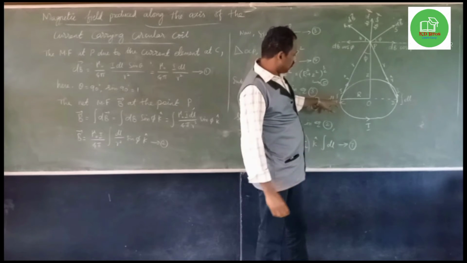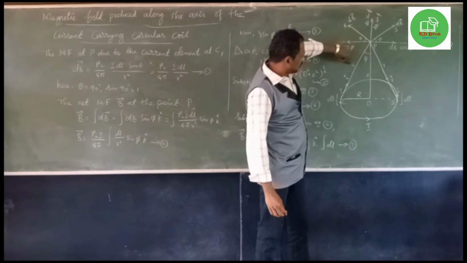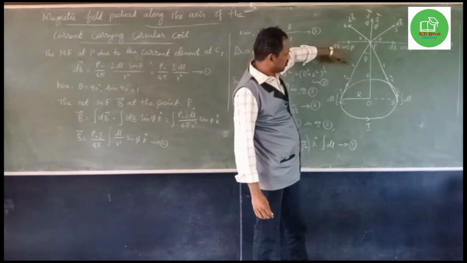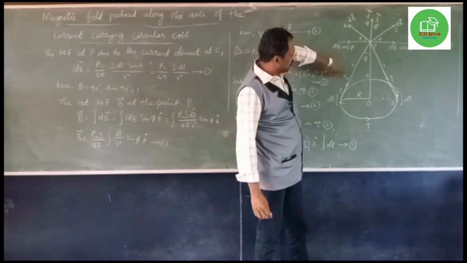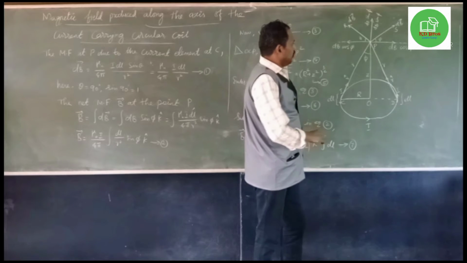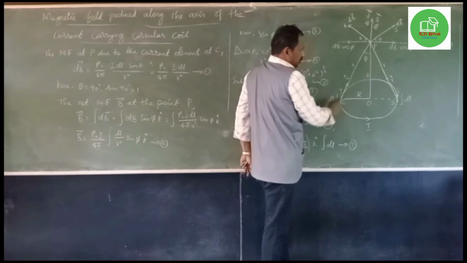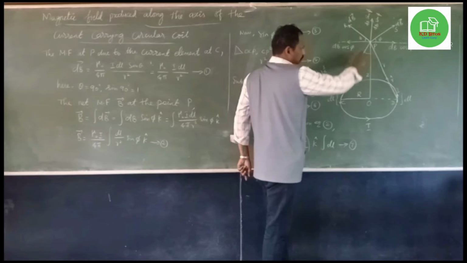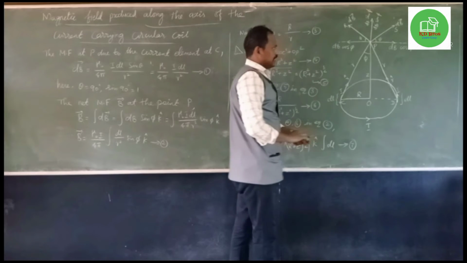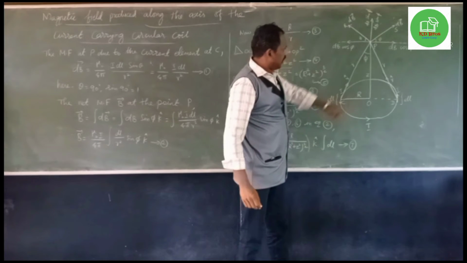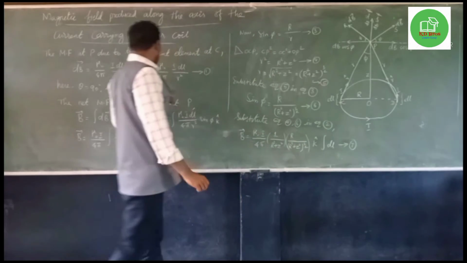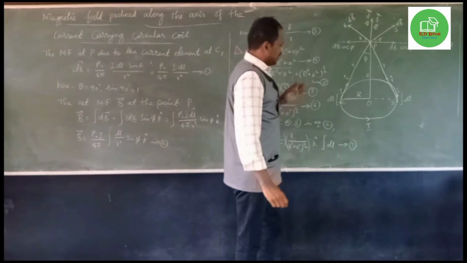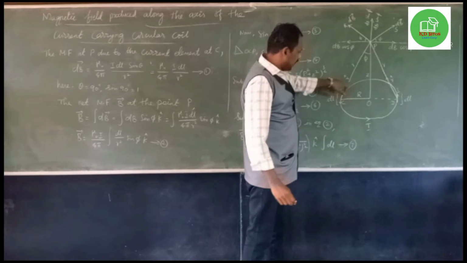Now from C, what is the distance? It takes R distance, and it is the R vector, with R cap as the unit vector. And now it makes an angle, phi, which is the angle between the line joining PC and the current element. And here theta is the angle between PC and the current element.